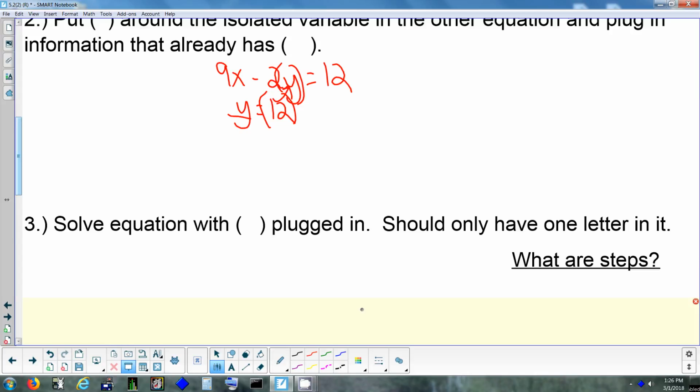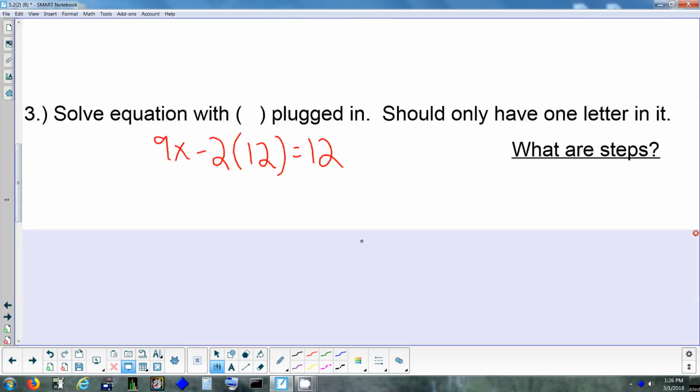Josiah? It's going to be 9x minus 2 in parentheses 12 equals 12. Perfect. Now, this is kind of like a step within a step.